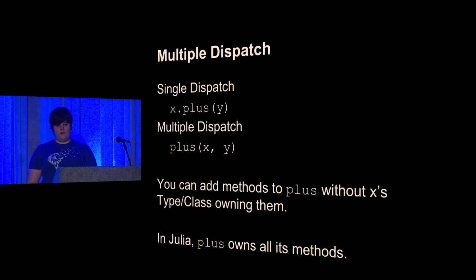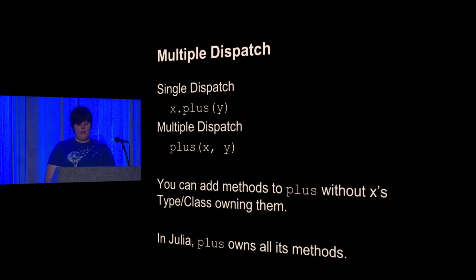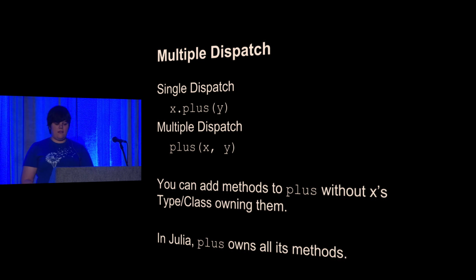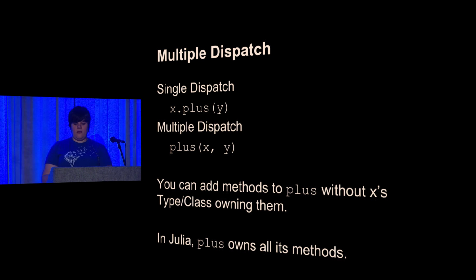In Julia, as you saw, the types don't have any methods of their own. They just have some data. Instead, we have the functions. Any named function in Julia is generic. That means that it's a function that is composed of many methods. So the plus function owns all of its methods. They're all part of one thing that you refer to as plus. So here you would rewrite x.plus(y) to be plus(x, y).